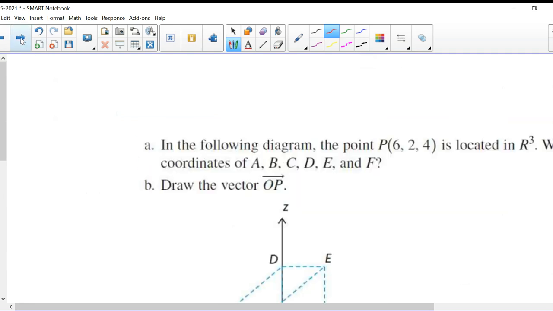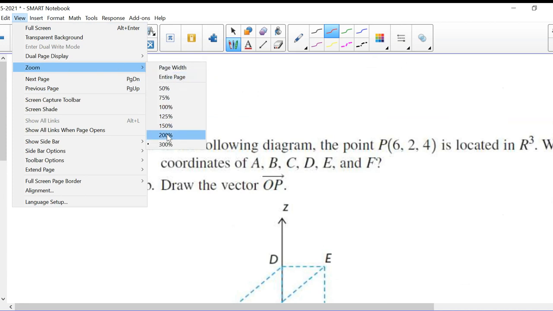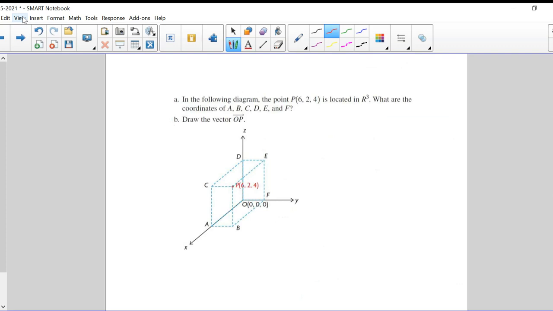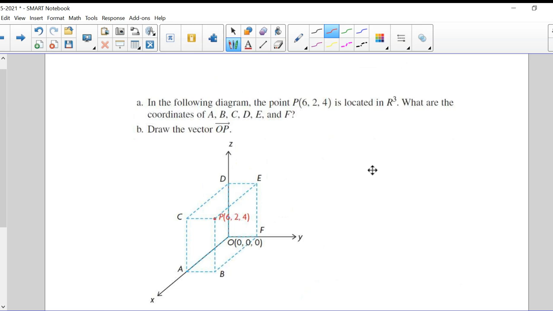Let me now go to this diagram here. I'm going to change the view again. Go back to maybe 150%. Oh, maybe that's too small. Maybe we'll go to 200%. Okay, so let's think this through now. In the following diagram, and I'm going to come back to the class now, and not just Thomas. Thomas can't do the work for everybody today. In the following diagram, the point 6, 2, 4 is located in R3. All right, so here's 6, 2, 4, right here, where I'm pointing to right now. So it's 6 along the x-axis, it's 2 along the y-axis on the right side, and it's 4 up. That's what this point is right here.